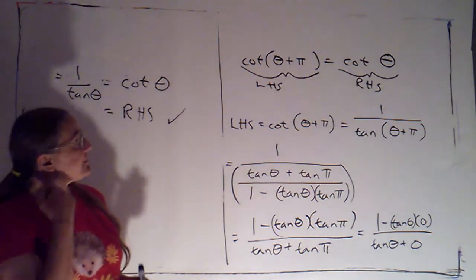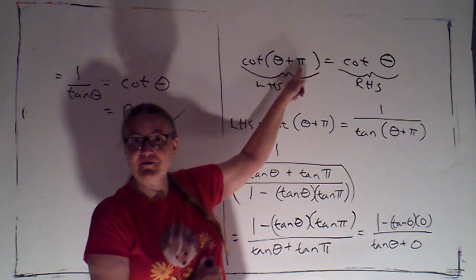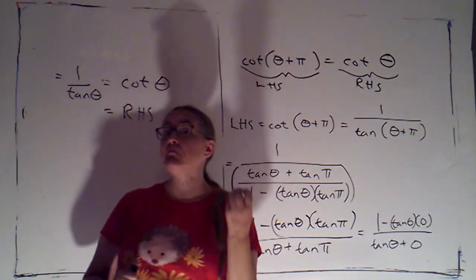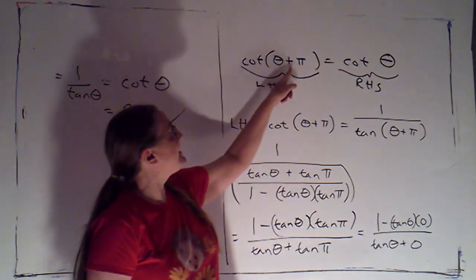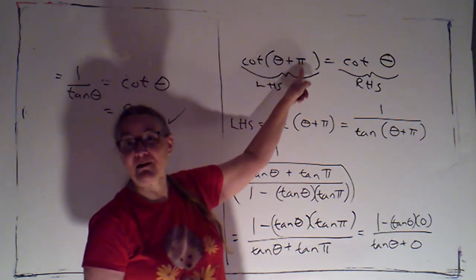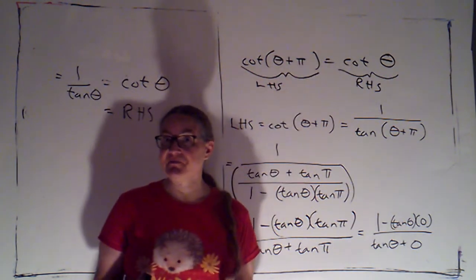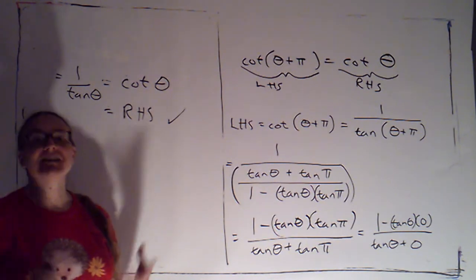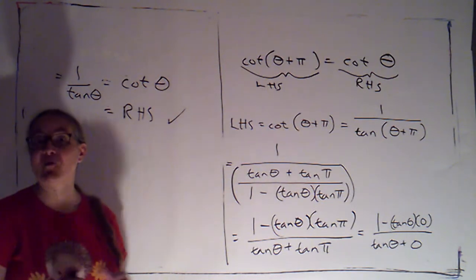I'll just point out, the version given in the book has us adding 1 copy of the period. If I wanted to, I could replace that with any multiple of pi. Okay. So I could say cotangent of theta plus n times pi, where n is an integer, would equal cotangent of theta. That would work out because at any multiple of pi, tangent is going to be 0. So I'm going to simplify it the same way. Okay.